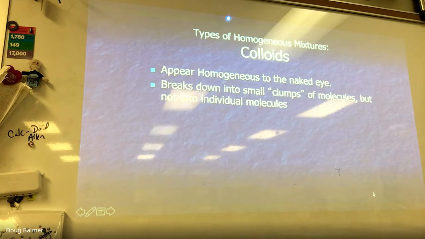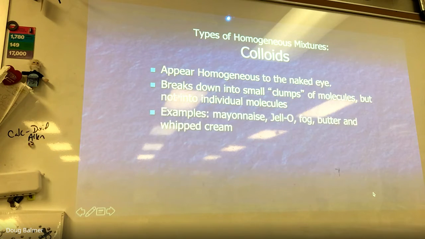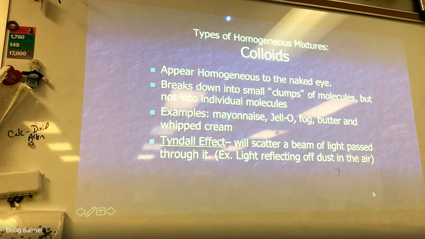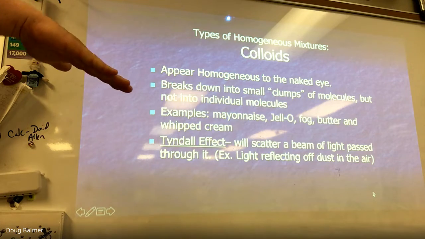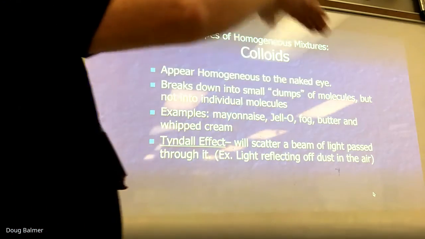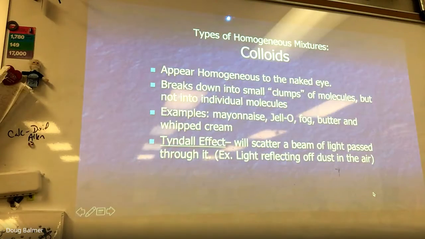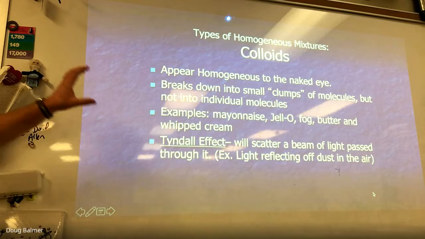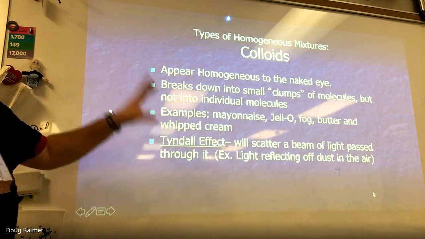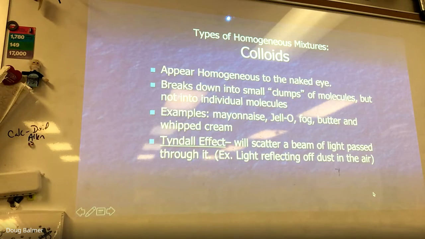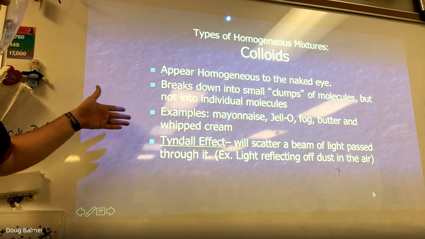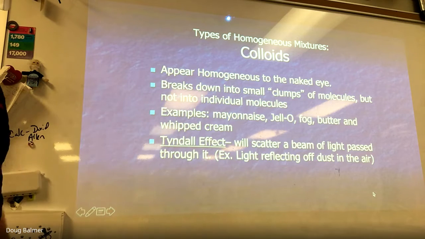So they're groups of atoms. They're groups of molecules, which are much bigger. So when you shine light through the sample, light is going to bounce into those little clumps, and it's going to bounce up, and then it hits another clump, it bounces down, hits another clump, bounces up and down. And because it's bouncing through the solution, you'll be able to see a beam of light in the solution. So the colloids have the Tyndall effect. True solutions would not. Good examples: Jell-O, mayonnaise, fog, butter, whipped cream.